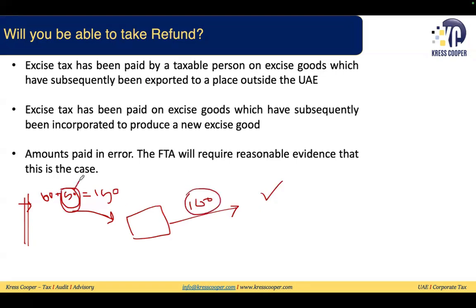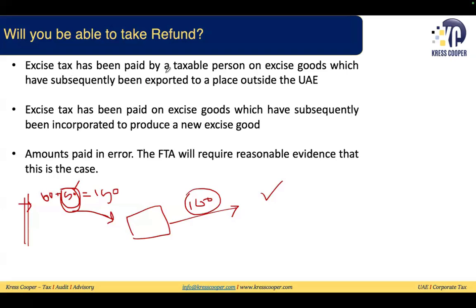But the question arises if one person is importing excisable goods and then re-exporting them. As I mentioned, this is a consumption tax. If the goods are being consumed in the UAE, you are liable to pay the excise duty in the UAE. If the goods are not being consumed in the UAE, you are not liable to pay any excise duty in the UAE. So if you are an importer of excisable goods and you then re-export them, the goods are not consumed in the UAE, and you have a right to apply for the refund. This is the first situation.